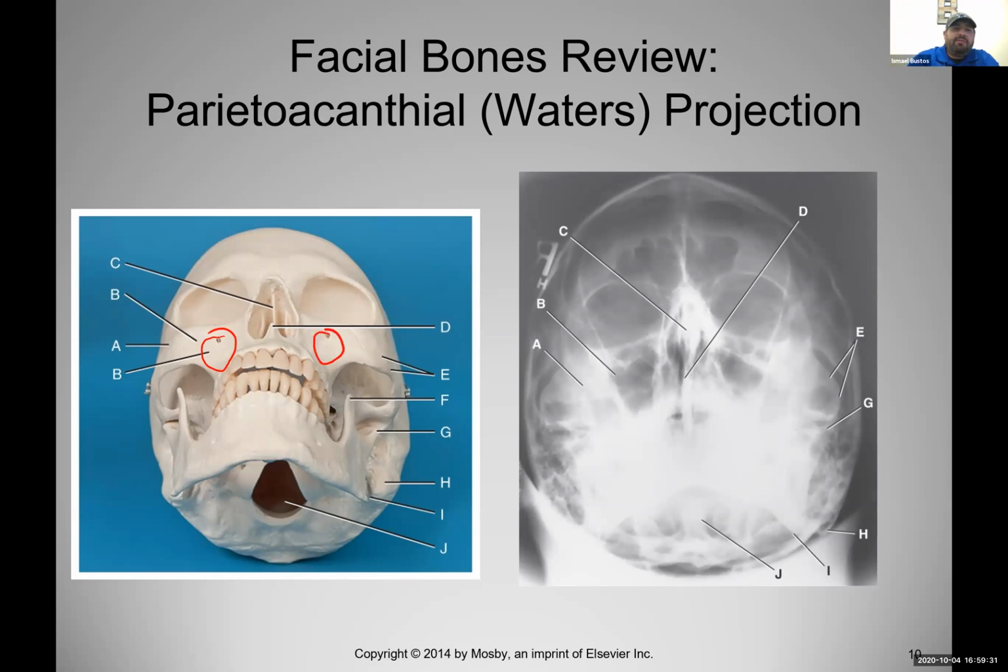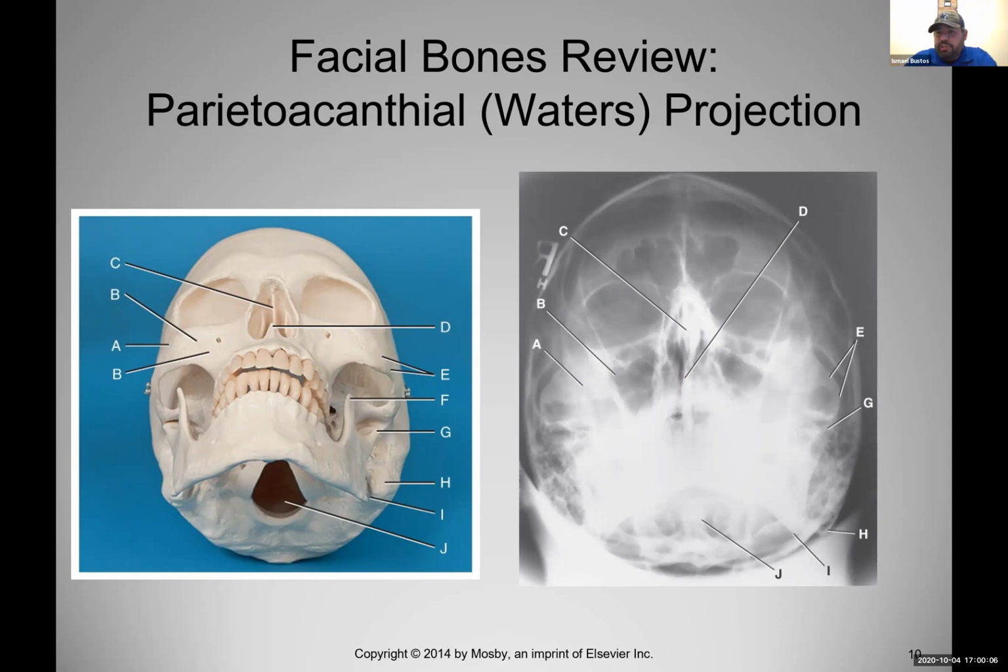Then you have C, which is what we talked about, the perpendicular plate. If you look at C on the radiograph, that's what it corresponds to. That's the perpendicular plate, and that's what we want to see deviated left or right. D is the anterior nasal spine, which is very difficult to see. It's that bony projection that you see on the front of the skull here. You'll probably go over more of this in your anatomy portion, but this is a little overview. E is the zygomatic arch.